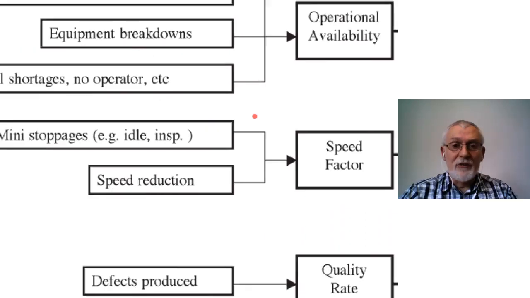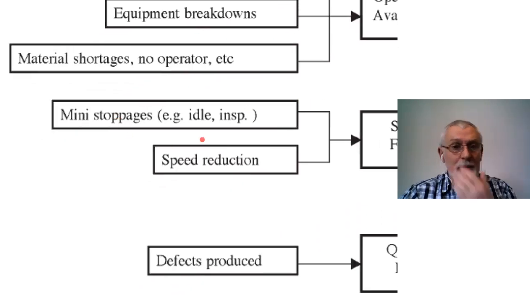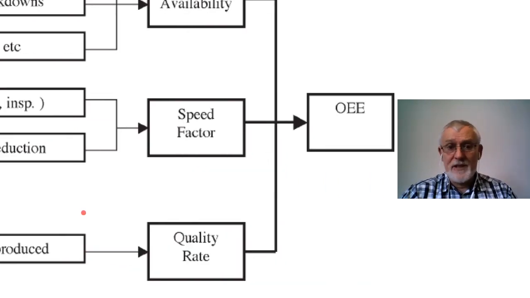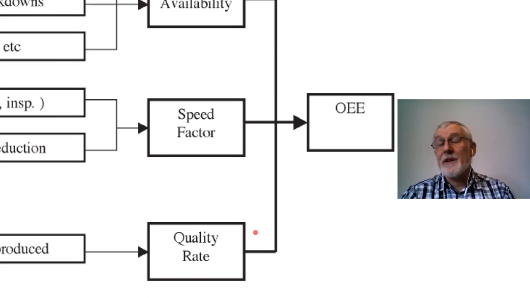Speed factor is the next one, and that in turn can be broken down into physical speed reductions or loss of output, short stops and such like. And also, obviously, the quality rate ties into defects. An interesting point to remember and bear in mind, it's not just the defects that will occur at that process, but potentially defects that are observed later in the product as a result of that process.